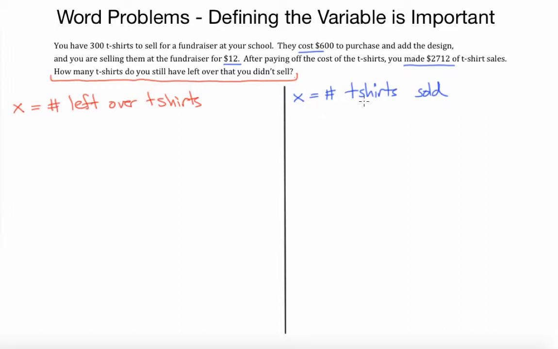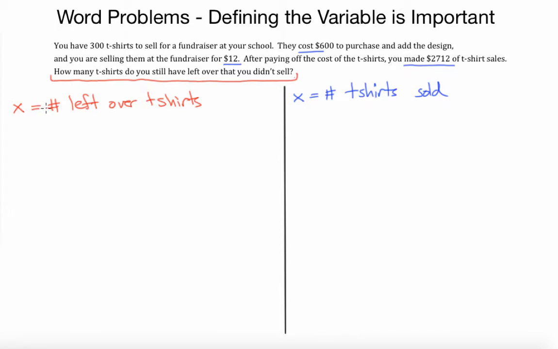But I got to be careful. I've defined it like that. That's not really what I'm trying to find. So I got to remember, once I find x, I still have to figure out, well, how many were left over after the ones that are sold. So we'll get to that. But this is why defining the variable is important. So let's use each of the variables then and write an equation that makes sense.